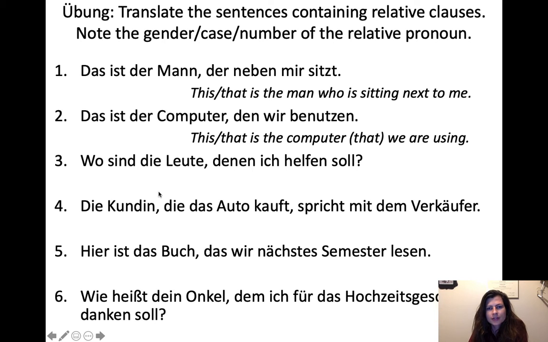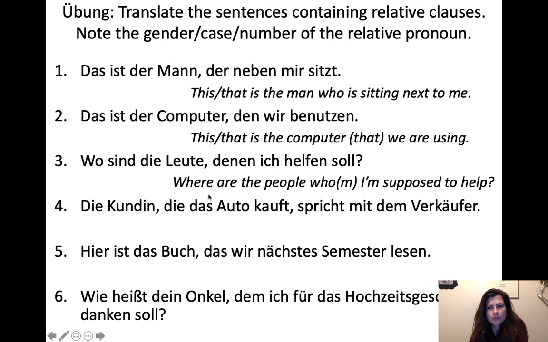Wo sind die Leute, denen ich helfen soll? So denen ich helfen soll is the relative clause, and it's where are the people who I'm supposed to help, or maybe where are the people whom I'm supposed to help. So denen, you can see, is actually in the dative, because helfen triggers a dative object, not an accusative object. So die Leute, the people, are what's being replaced, right? Where are the people? I should help the people. So we want our plural for Leute, and then dative, because helfen is going to make its object into dative. Where are the people who I'm supposed to help?